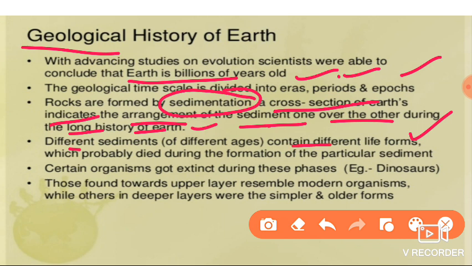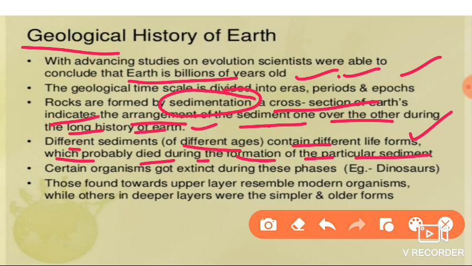They are present in different sediments, or different ages. For example, reptiles like dinosaurs are present in a particular sediment layer, which means they were present at a particular time on the earth. That is the main thing. These organisms probably died during the formation of that particular sediment. For example, dinosaurs died, and the sediment formed over them, and the hard parts, for example bones, settled in that sediment.